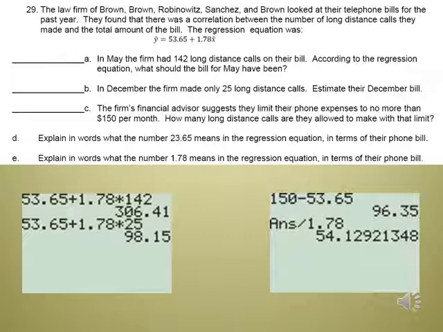If you look at the bottom left, I did that. I just went to the formula. I plugged in 142 for x, and then I plugged in 25 for x. And the answers to A and B would be $306.41 and then $98.15. So those are pretty straightforward. Plug them in and see what you get.